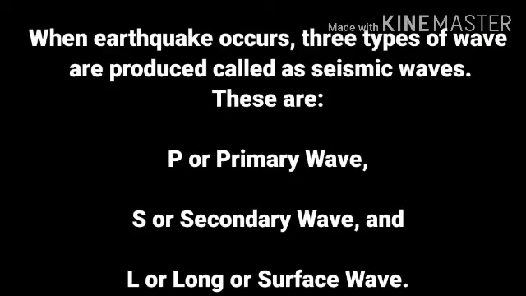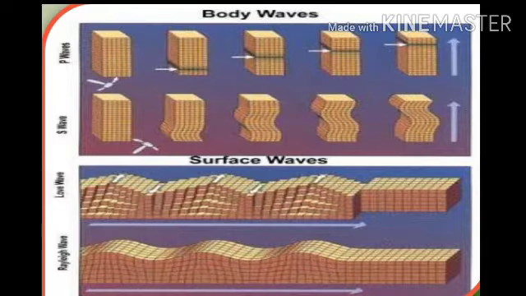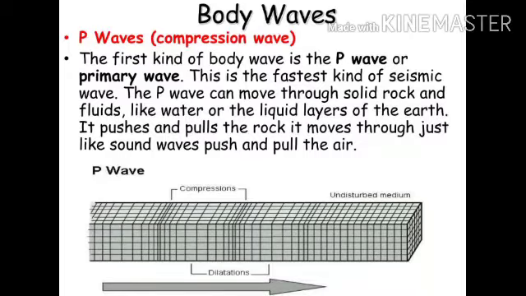When an earthquake occurs, three types of waves are produced, called seismic waves. These are P or primary waves, S or secondary waves, and L or long or surface waves. P and S waves are combinedly called body waves, as they move inside the body of the earth.